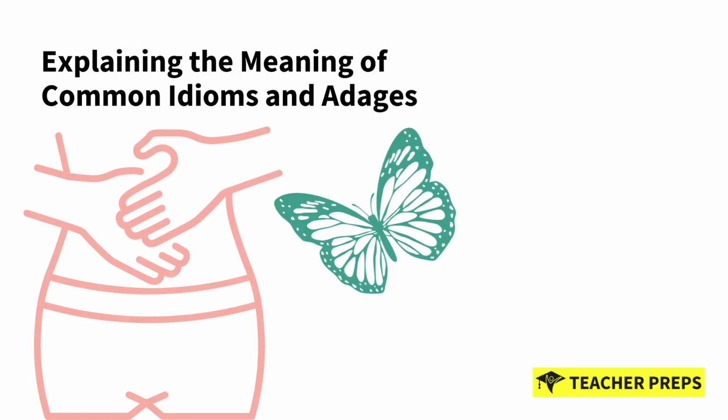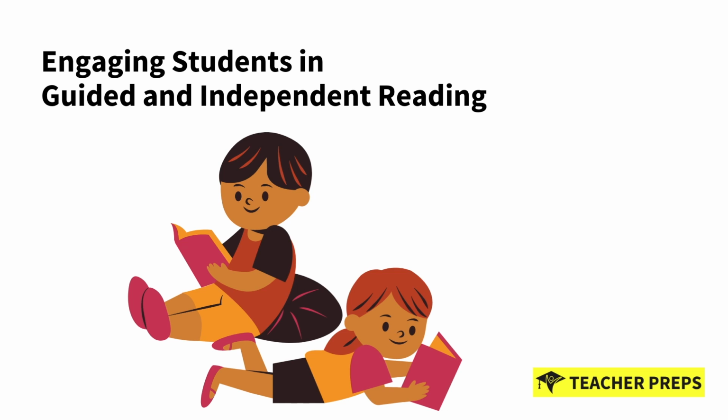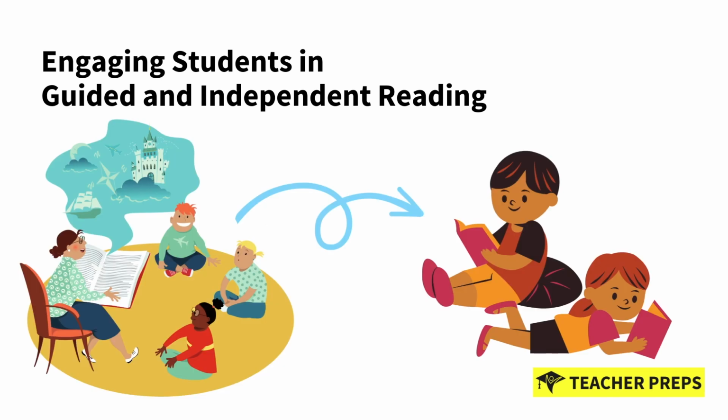this is when a teacher and students might explore idioms like butterflies in the stomach and discuss their literal and figurative meanings. Next, we have engaging students in guided and independent reading. This is where a teacher might start a class reading a chapter together, which would be called guided, and then allow the students to continue reading on their own or in small groups, and that is independent.